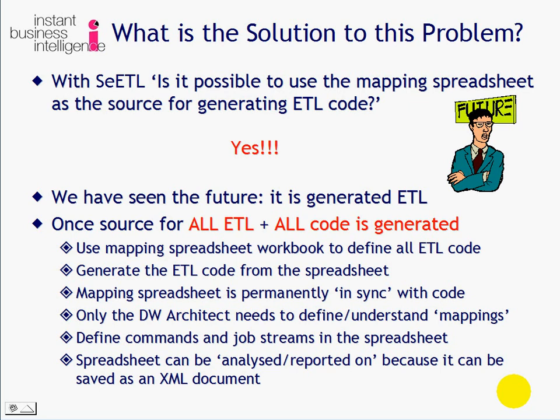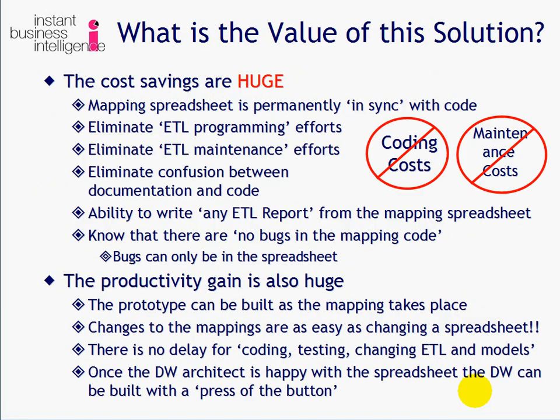The spreadsheet also defines all the commands and the job streams and everything else. The spreadsheet can be analyzed and reported on because it's saved as an XML document, as well as everything in the spreadsheet gets loaded into the metadata dictionary and therefore can be analyzed and worked on from inside the metadata dictionary. The metadata dictionary is also versioned, and so you can actually see what was implemented in a version of ETL as well, much more easily than you can in, say, an Informatica or DataStage implementation.